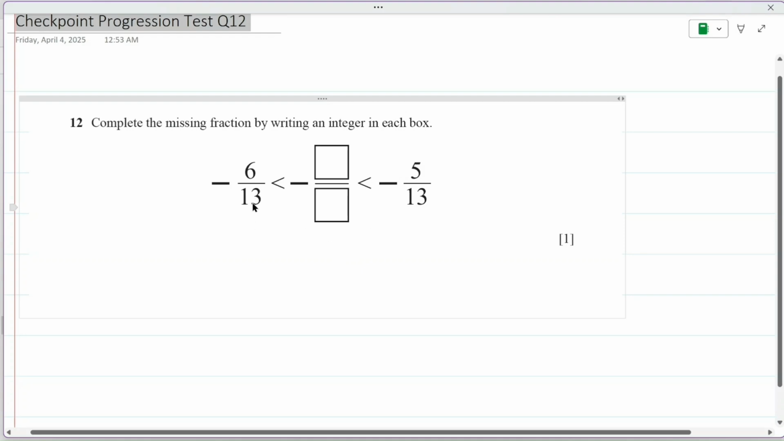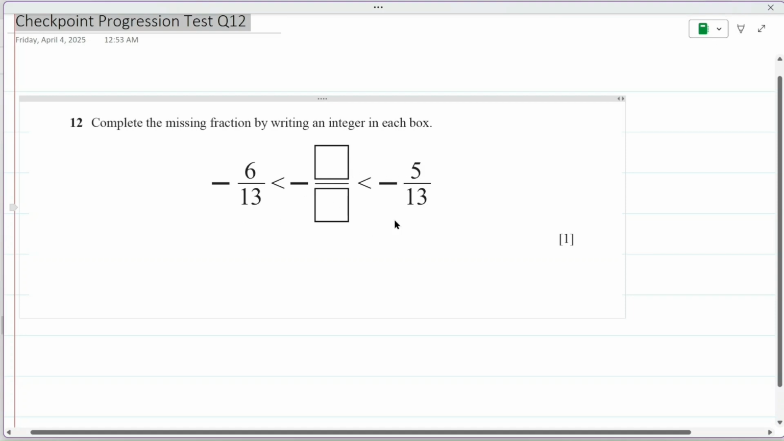Note that this is 13 and this is 13, they are equal. So you have no problem in this case with this. All you're just trying to do is to get a fraction between minus 6 over 13 and minus 5 over 13. They both have 13 as their denominators. Then you have 6 and 5. There's no integer between 6 and 5 except for decimals in this case.